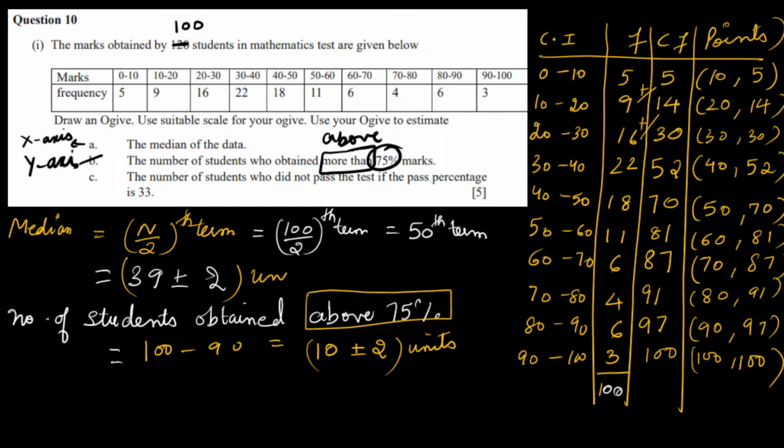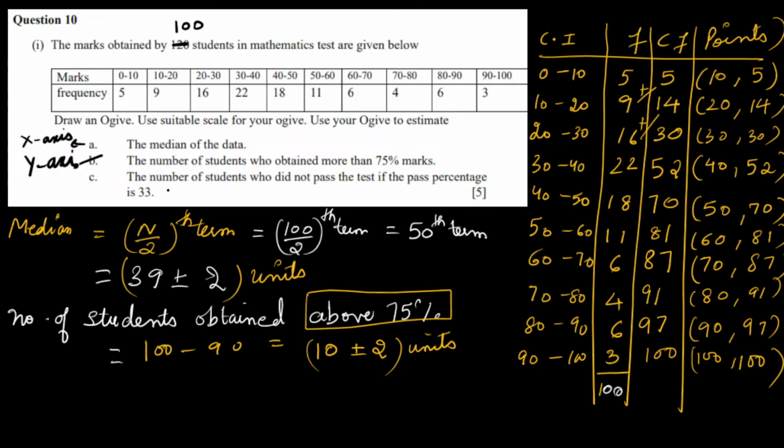Because the ogive curve is a freehand curve, here and there values might differ. But a 2 unit difference as per our graph scale is acceptable. Now the third one. What do we have to do?